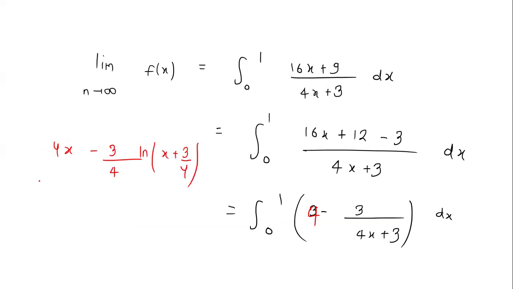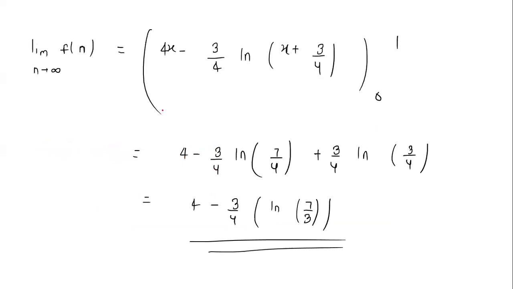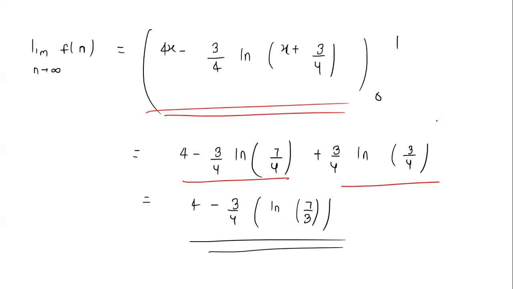So this is the integral of this thing, and we have to put the limit from 0 to 1. So if you put 1, it will come like 4 minus 3 by 4 ln of 7 by 4, and if you put 0, this will come in this way. And if you combine these two terms, then you can see there is the difference of ln, so it will come in divide, so it will come like 7 by 3 here.